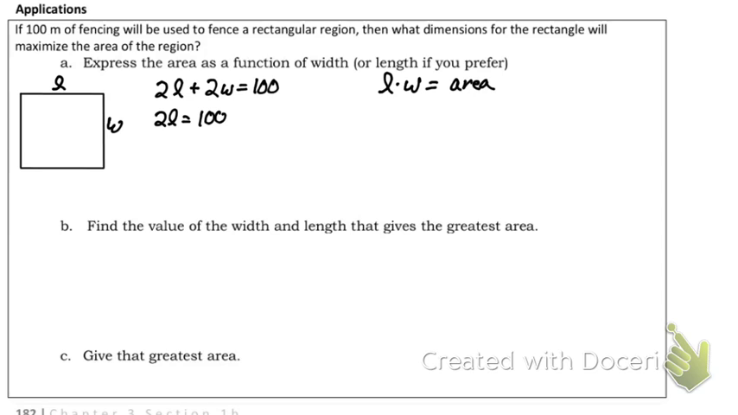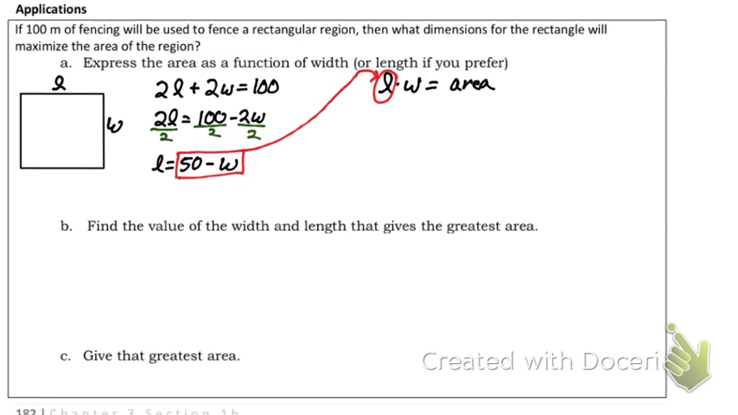I guess it really doesn't matter. All right, minus 2W. Then we're going to divide everything by 2 to give us L equals 50 minus W. And the whole reason we did that is because now I can take that 50 minus W and write that in place of that L.